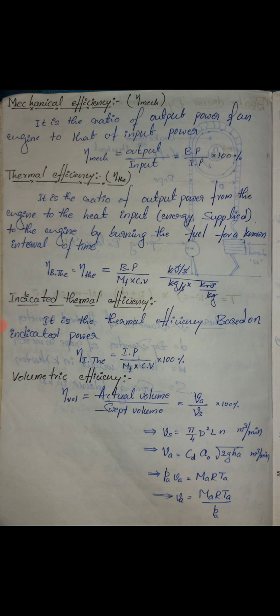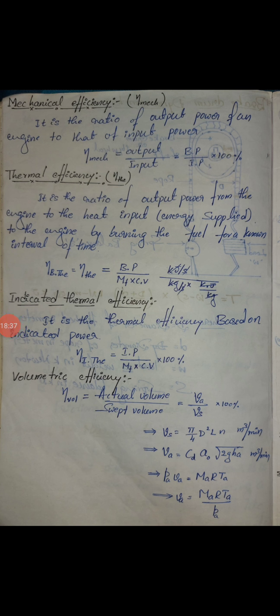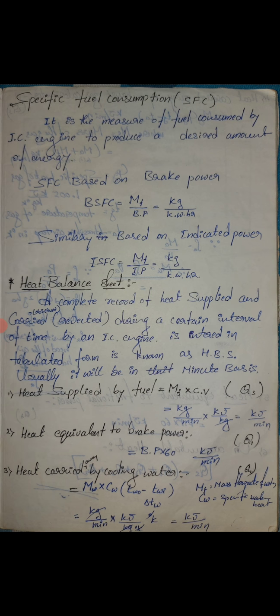So after calculating the volume of the air, now we can calculate the volumetric efficiency. It is nothing but VA by VS, actual volume by swept volume. So this is how we are going to calculate the volumetric efficiency.